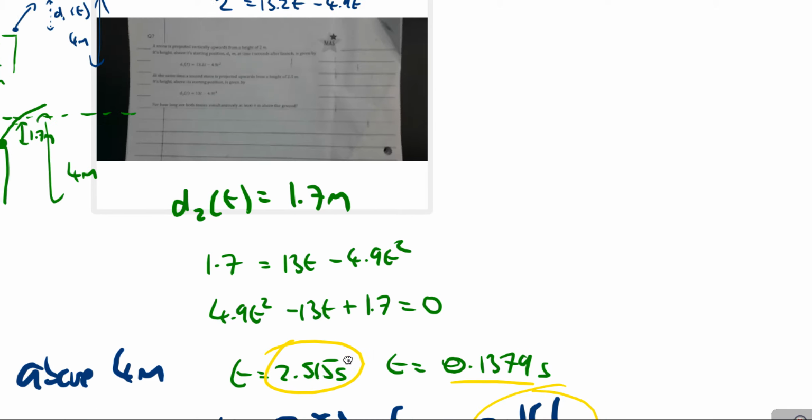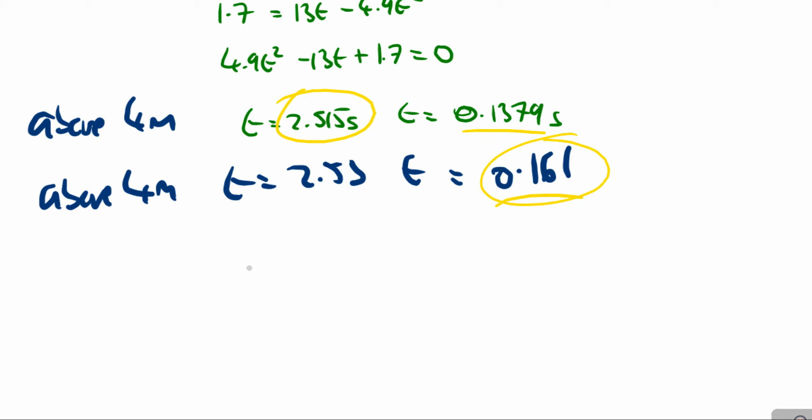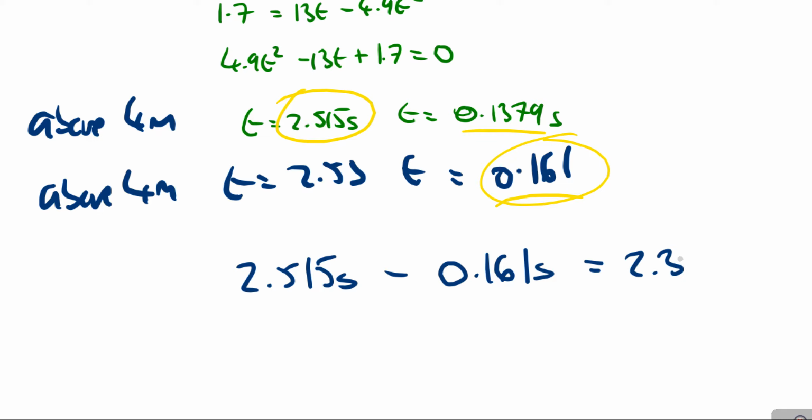The question states: for how long are both stones simultaneously above 4 meters? Well, it's from when both particles are above at 0.161 until the second particle drops to 4 meters at 2.515. We just find the difference between them to see how long they are above 4 meters, and we find that the answer is 2.354 seconds. And that is our answer to this question.